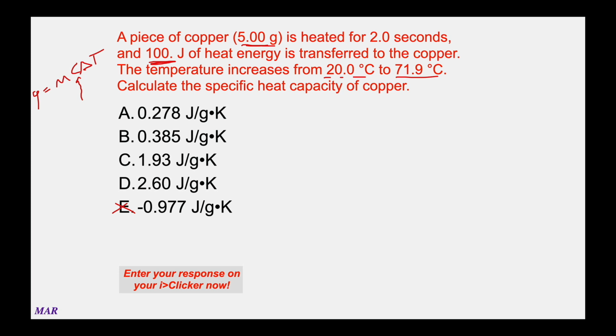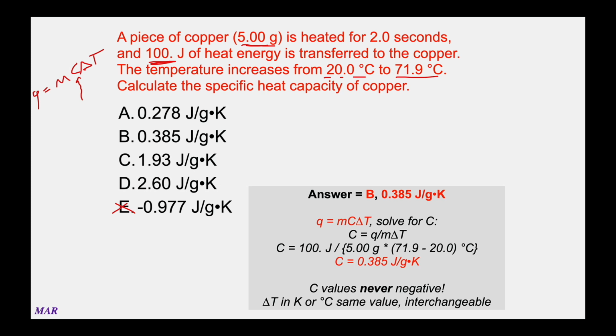So your delta T here would be 71.9 minus 20, or 51.9. So C will be Q divided by M and delta T. You would go 100 divided by 5 divided by 51.9. And if you did this, it comes out to be answer B. Right here, you can see the steps. C equals Q divided by M delta T.